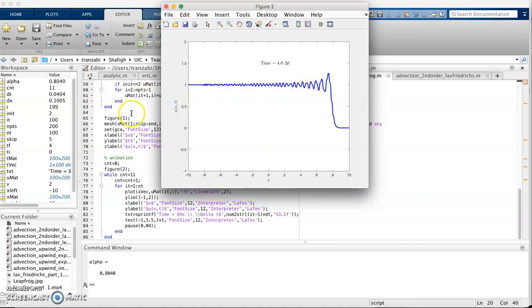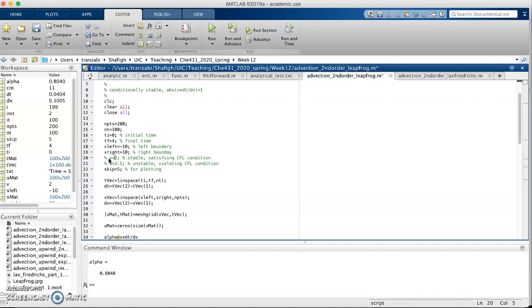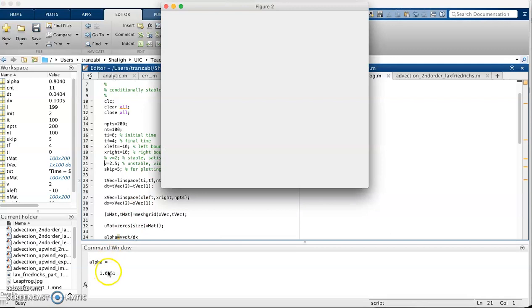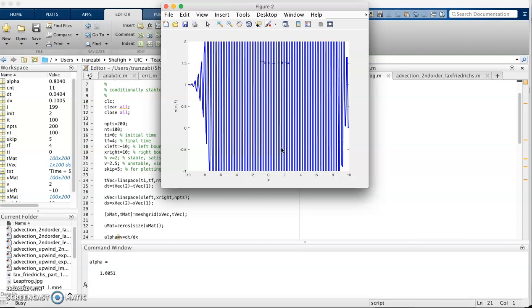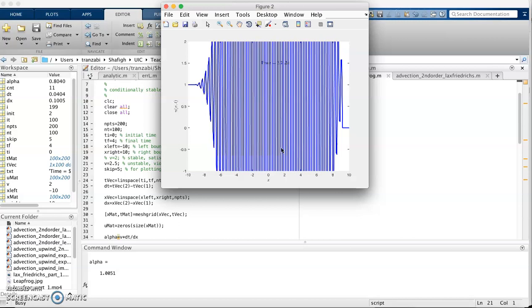All right, now what if I change v to make alpha bigger than 1? I'm going to change my v a little bit. Remember, alpha was 0.8 before. Now if I run the code, you get alpha equal to 1.051, so that's a bit bigger than 1. And you see what happens. Initially it's fine, but then this instability suddenly grows in time. That's because alpha is bigger than 1 and the method is, well, sorry, it's conditionally stable, but because for alpha you stepped into the unstable regime, the instability grows over time. And you see what I mean by that.